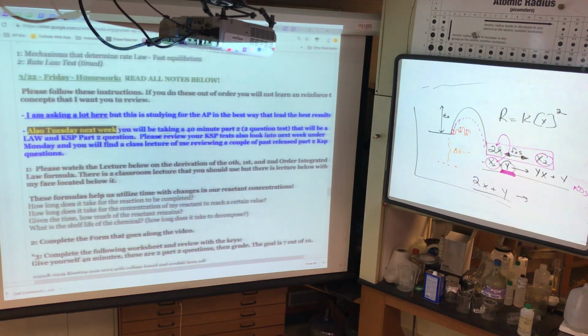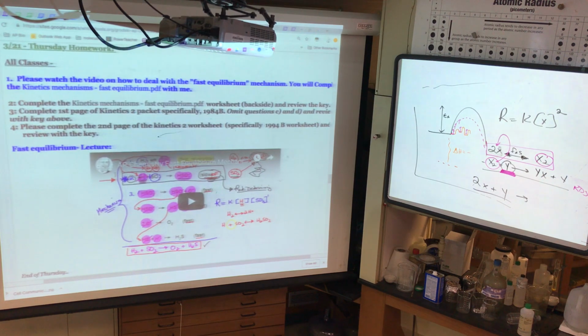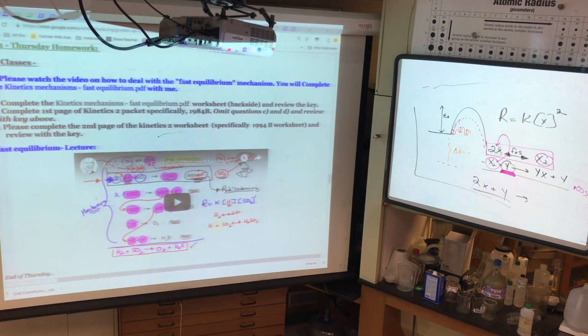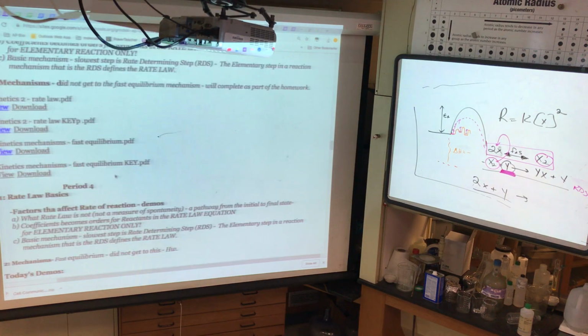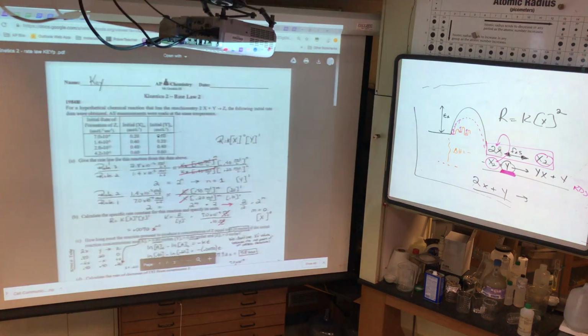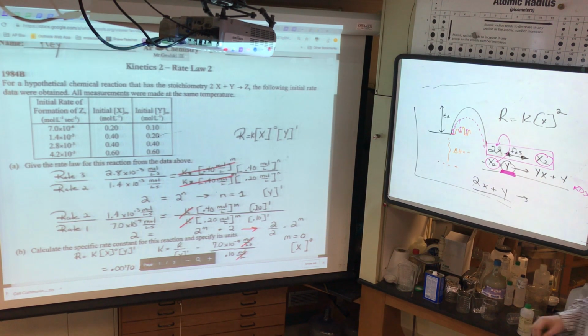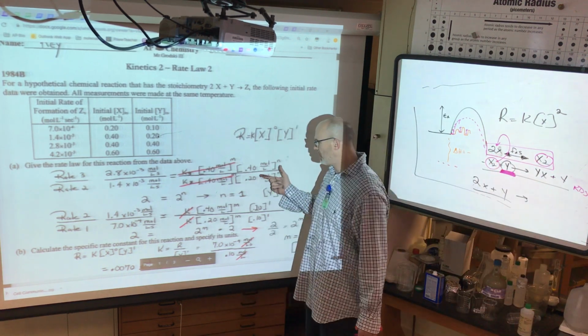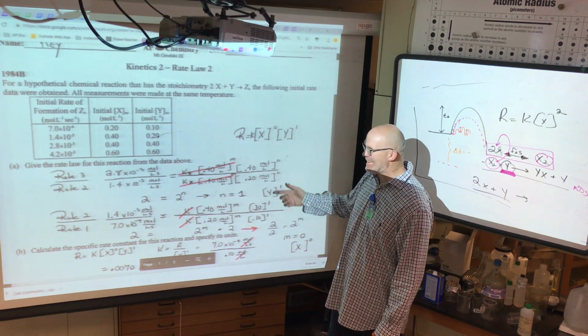In any case, back to reality, and let's do the homework: complete kinetics, fast equilibrium. We did that last night. First page, 1984. Okay, so that's the packet, and that would be right here, I think. Did we do this one? Yeah. Okay. So here's a great example. Sorry if I didn't mention this yesterday. This is me doing what? The eyeball method. This is the non-eyeball method, which was not necessary.